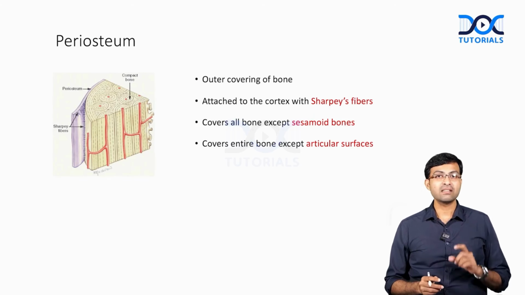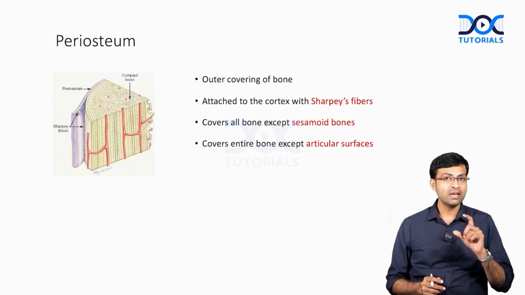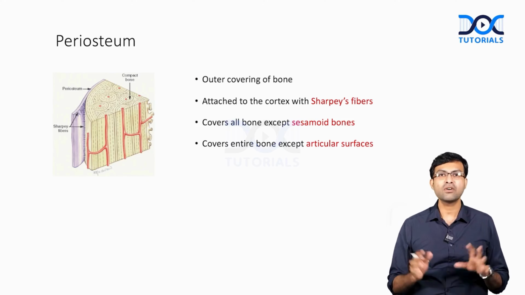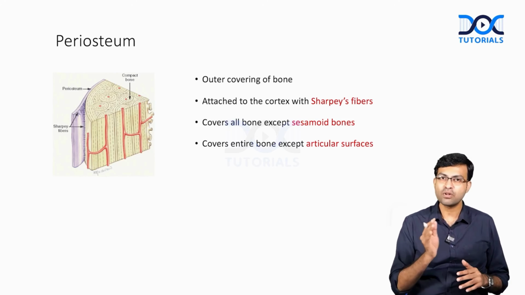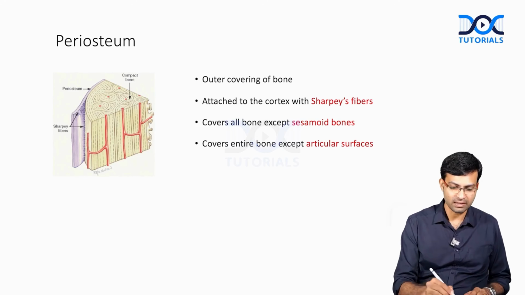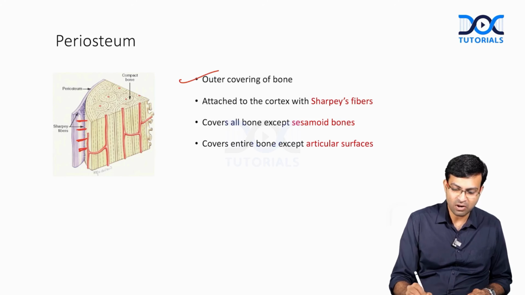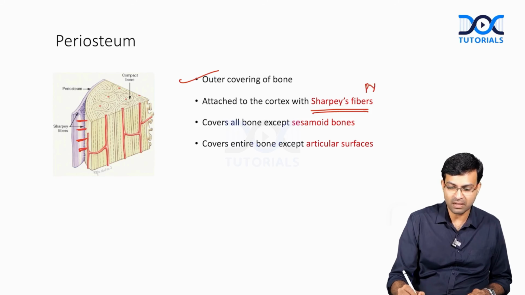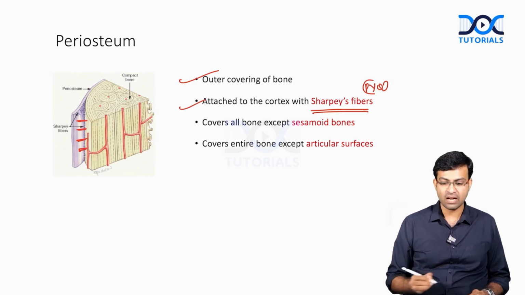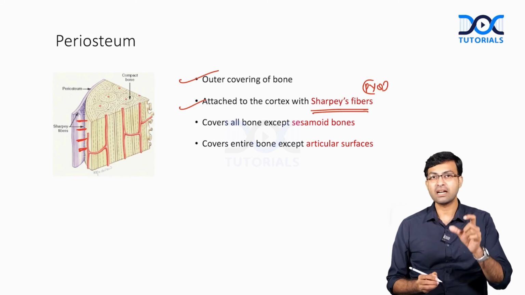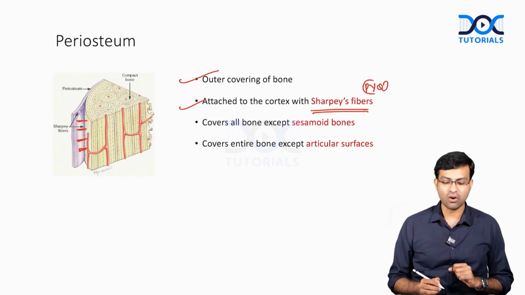Okay. Now let's discuss something about the periosteum, because you get a lot of MCQs from here. Periosteum, we all know what it is. It is the outermost covering of bone. We know that. And this periosteum, remember, is attached to the surface of the bone with the help of tough fibers called Sharpey's fibers. This is a previous year question for you. Sharpey's fibers are the fibers that connect the periosteum to the surface of the cortex.